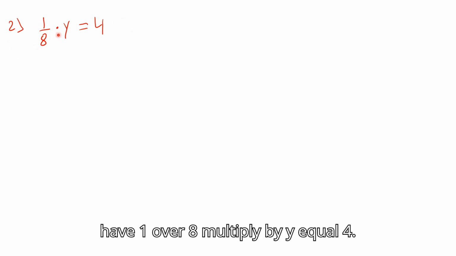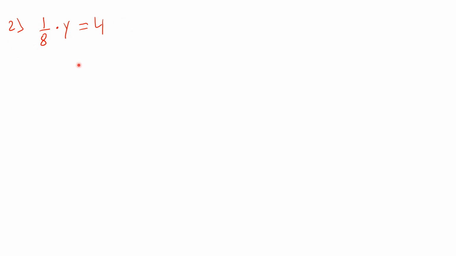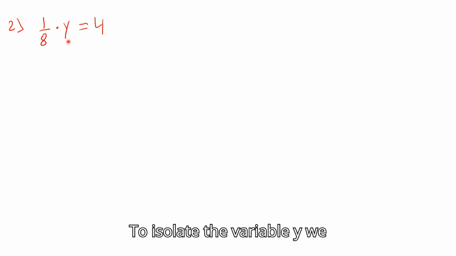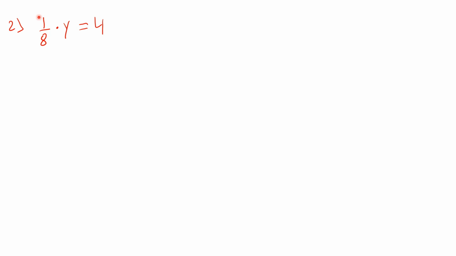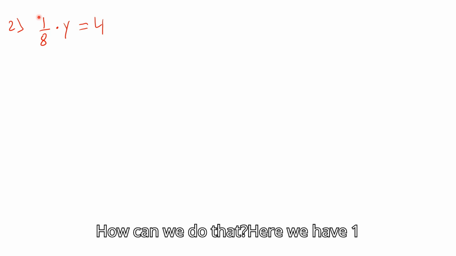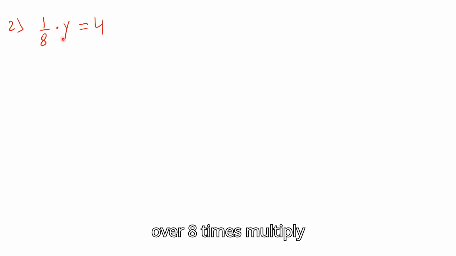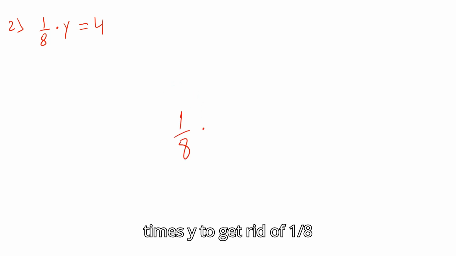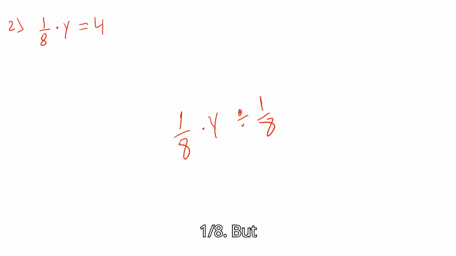We have 1 over 8 multiplied by y equal 4. To isolate the variable y, we need to get rid of 1 over 8. How can we do that? Here we have 1 over 8 times y, so to get rid of 1 over 8, we use divide by 1 over 8.